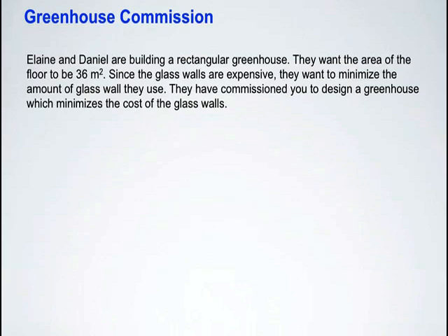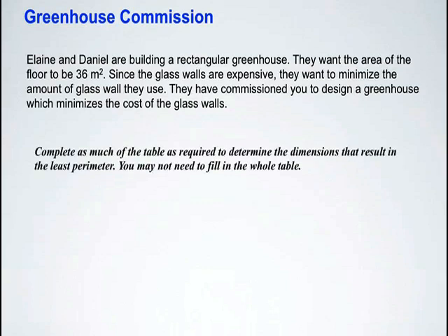And since the glass walls are expensive, they want to minimize the amount of glass wall that they use. They have commissioned you to design a greenhouse which minimizes the cost of the glass walls. We're going to complete as much of a table as we can to determine the dimensions that result in the least perimeter while keeping the area of the floor as 36 meters squared.